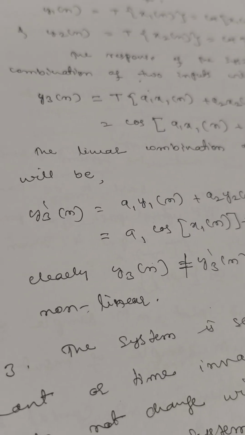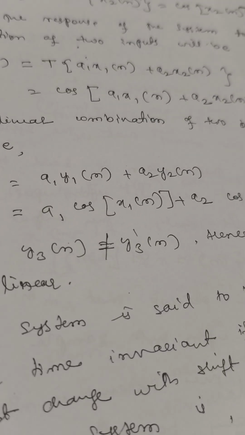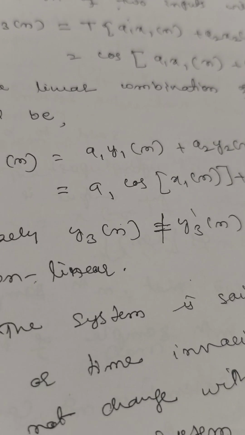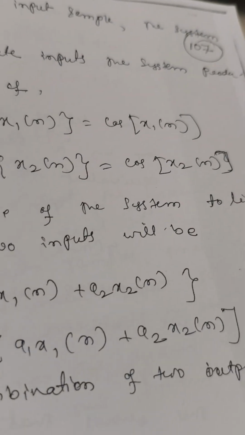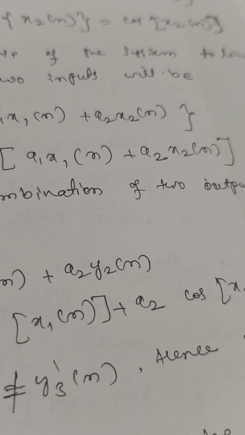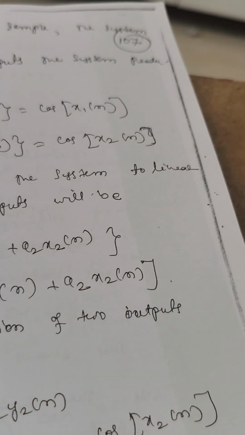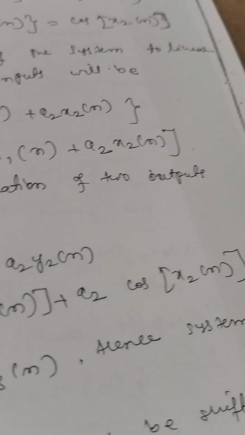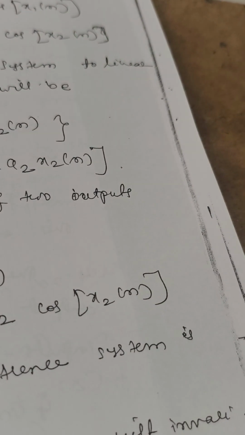That is equal to a1 y1 of n plus a2 y2 of n. Then it will be a1. What is y1? We have found out what y of n is: y of n equals cos x1 of n. Therefore, y1 is equal to cos of x1 of n. Then a2 as it is. What is y2? Y2 is cos x2 of n. Then here a2 as it is, then y2 will be cos x2 of n.